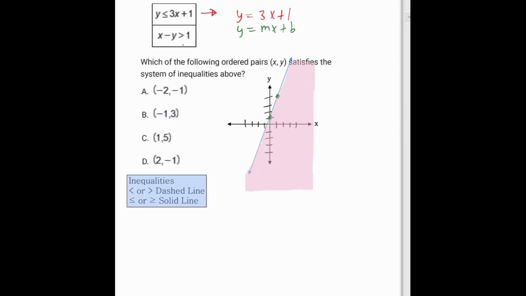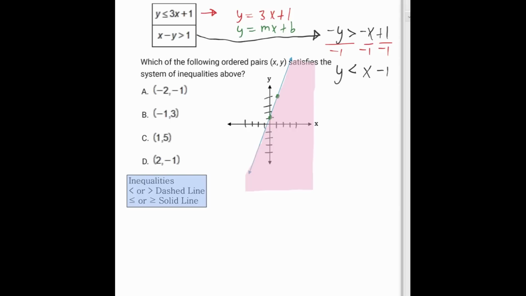Now let's look at the other one. The other one needs a little work to get into y equals mx plus b form. Here, we can start by taking away x from both sides. So negative y greater than negative x plus 1. Now, we would be dividing by negative 1. And you want to be careful with that, because when you multiply or divide an inequality by a negative, you reverse the inequality symbol. So this would be y is less than positive x minus 1.